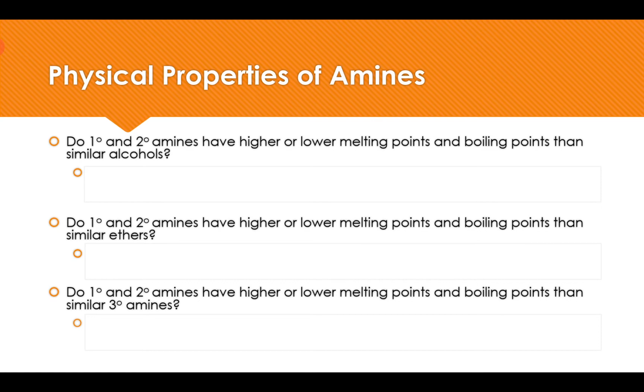Let's think about how these intermolecular forces influence our physical properties, such as melting point or boiling point. Do primary or secondary amines have higher or lower melting point than similar alcohols? Primary and secondary amines are going to have lower melting points than alcohols. I'm going to box that in better. They're going to be lower. Why are they going to be lower? They're going to be lower because the hydrogen bonding is not as strong.